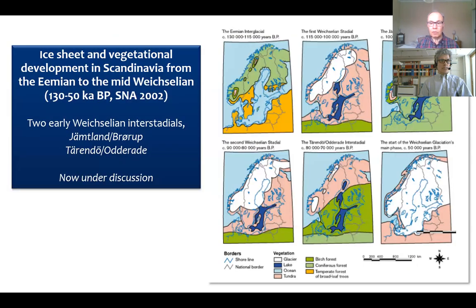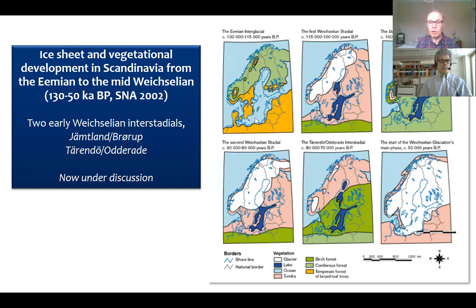So the Eemian was followed by the Weichselian glaciation. And you have already seen some of this in Arjen's talk. This shows the ice sheet and vegetational development in Scandinavia, starting with the Eemian interglacial between 130 and 115,000 years ago, with Scandinavia and Finland isolated from the continent.